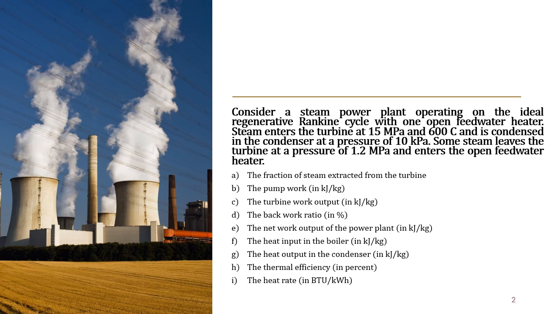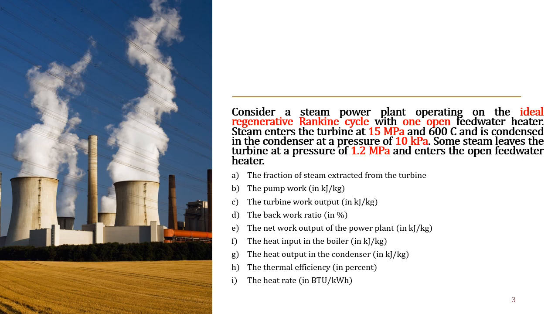Steam enters the turbine at 15 megapascal and 600 degrees Celsius and is condensed in a condenser at a pressure of 10 kilopascal. Some steam leaves the turbine at a pressure of 1.2 megapascal and enters the open feed water heater. We are going to determine the different quantities A to I.